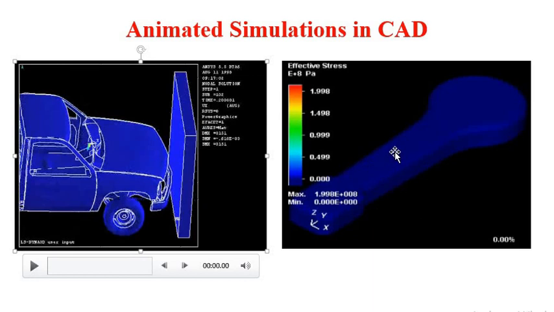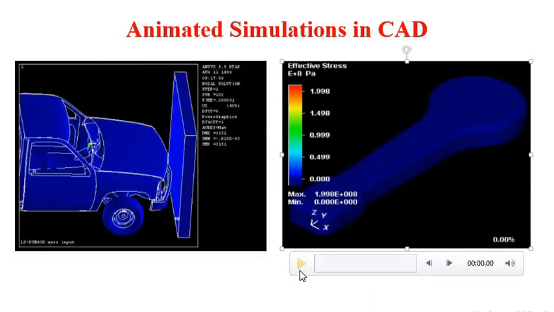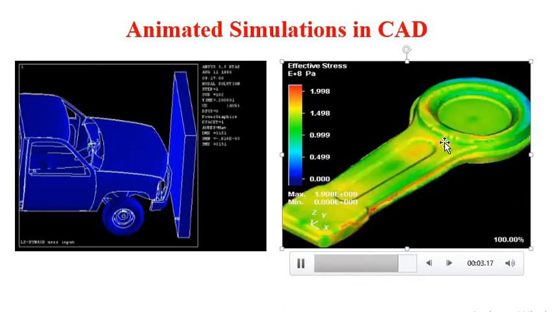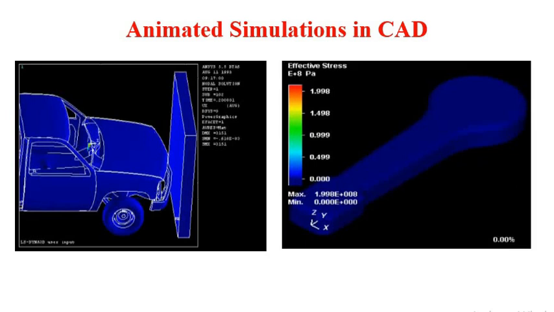Similarly, in this simulation of the forging of this component, initially this blank is provided. When we design a blank here and perform this operation, we get the final results of this simulation. So this facility is also available in the CAD package.